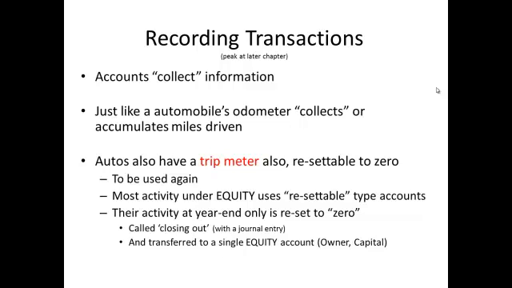So let's take a peek at later chapter material. Accounts collect information. Just like an automobile's odometer accumulates miles driven, autos also have a trip meter, which is resettable to zero to be used again after one particular trip. Most activity under the equity category uses resettable type accounts. That is, their activity at year end, and at year end only, is reset to zero. It's called closing out these accounts. We close them out with a journal entry. We transfer their balances to a single equity account, the owner capital account.